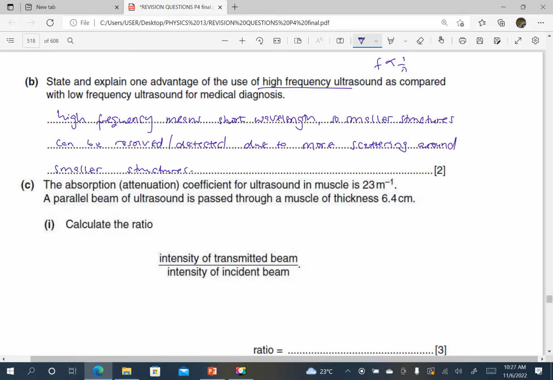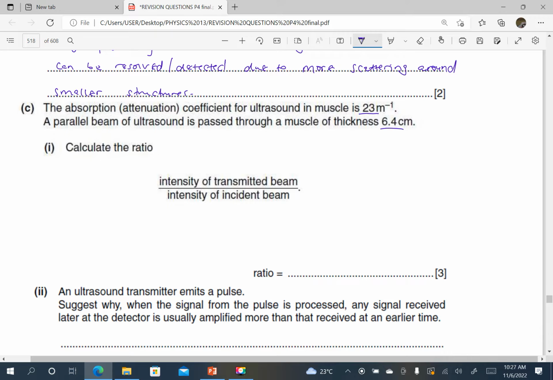The absorption or attenuation coefficient of ultrasound is given to be 24 per meter. A power beam of ultrasound is passed through a muscle of thickness 6.4 centimeters. Calculate the ratio: intensity of the transmitted beam over intensity of the incident beam.